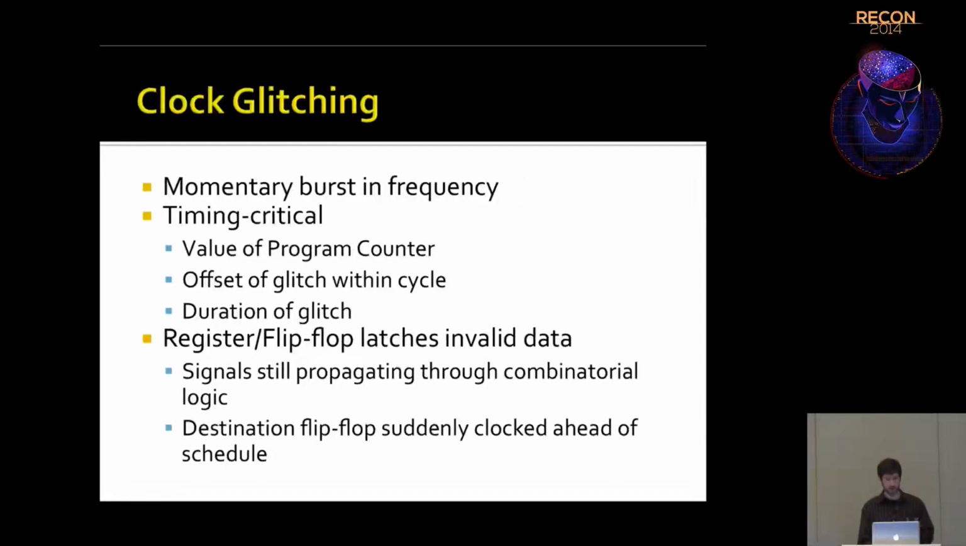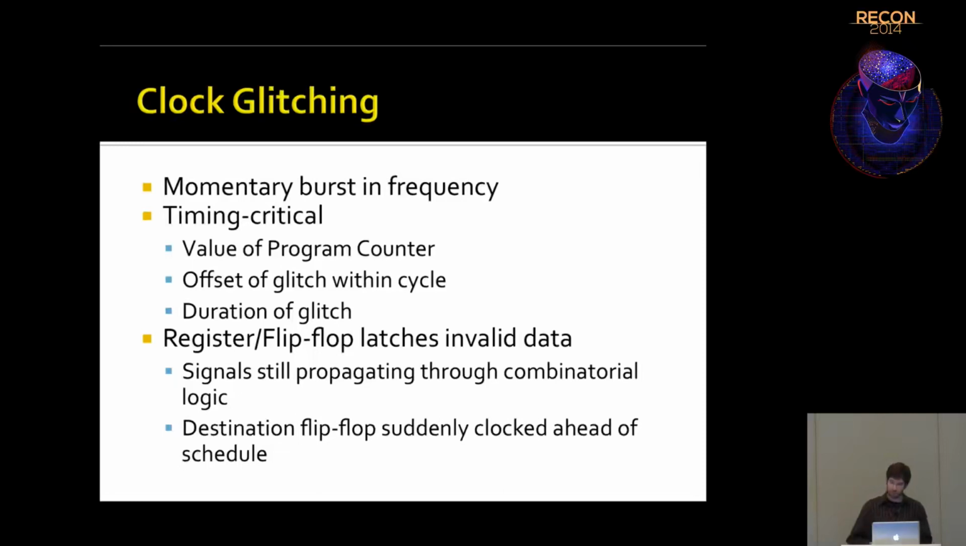Then finally the duration of the glitch, which was that second and third waveform combining to give you the length of the actual pulse. So what's actually happening? The registers or the flip-flops in the logic of the victim device are going to latch invalid data. And why they do this is because the signals are still propagating through a cloud of combinatorial logic.